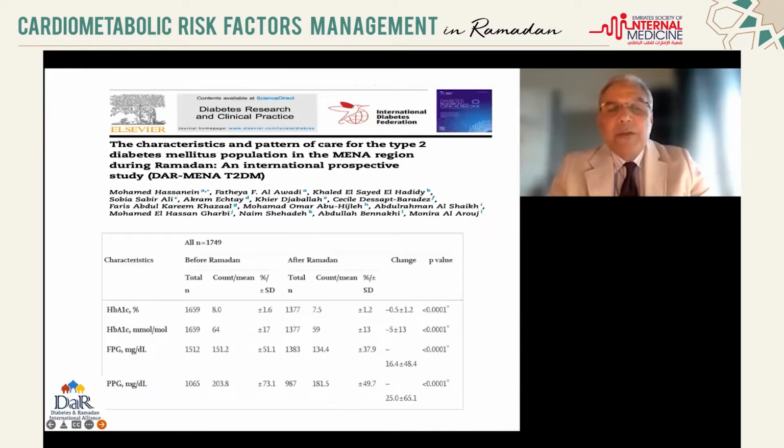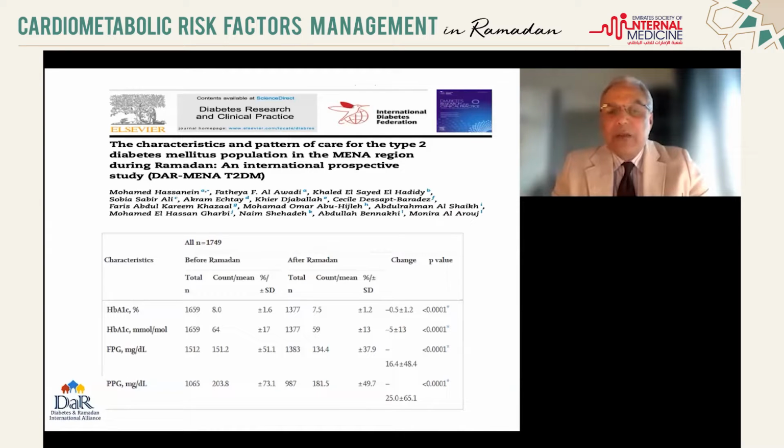The situation is different for a person with diabetes. Glycemic control in the vast majority of people with diabetes improves. This is a study that we've done called the DAR-MENA type 2 diabetes trial that took place in the whole of the Middle East and North Africa region, including Pakistan. Here we have data for 1,600 persons. As you can see, HbA1c before Ramadan was 8, after Ramadan was 7.5, a change of 0.5%, and that was statistically significant. Fasting plasma glucose also improved by 37.9.